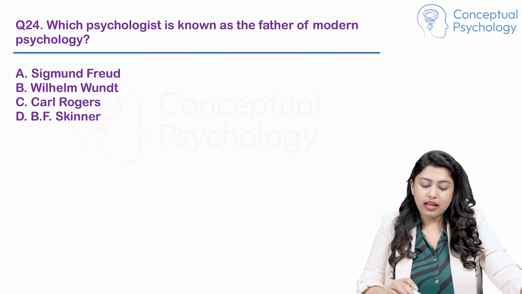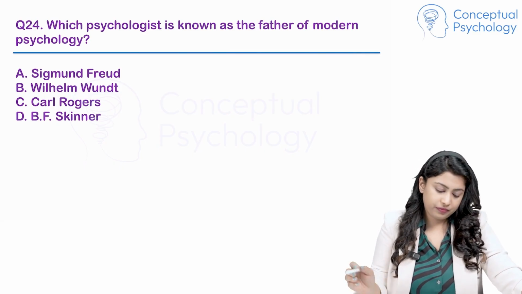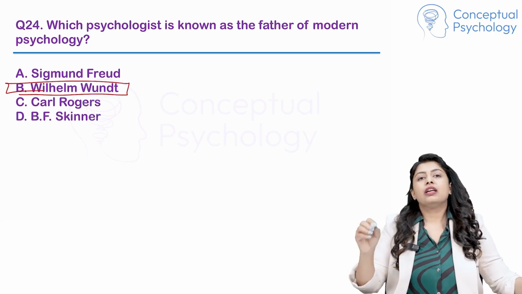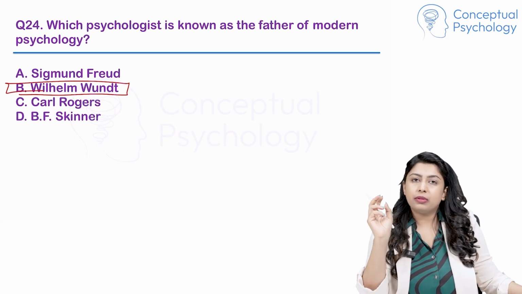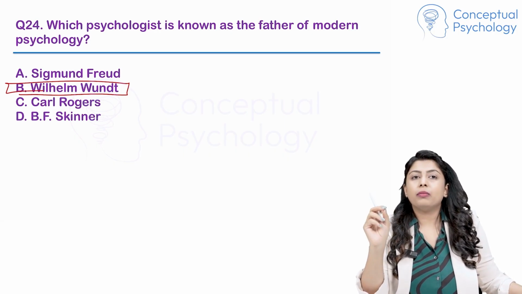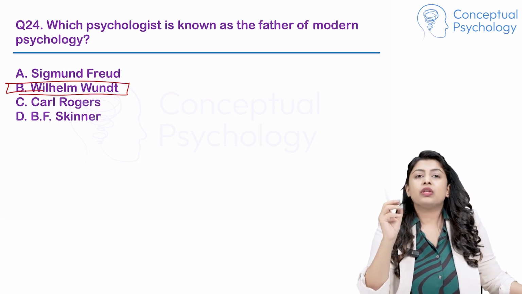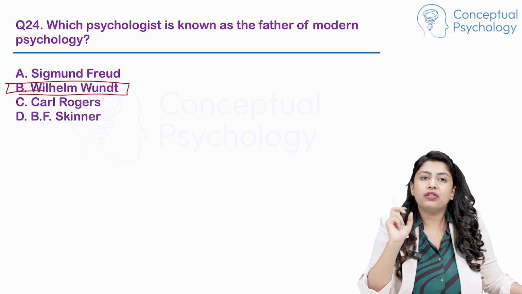Now, which psychologist is known as the father of modern psychology? Here, it's William Wundt. So, William Wundt established the first psychology laboratory in Leipzig, Germany in 1879, which marked the formal beginning of psychology as an experimental science, which is separate from philosophy. So, he pioneered the use of controlled experimentation in psychological research.